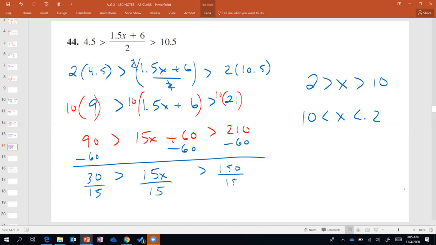So we have, oh, Isabel saying we got a little problem, don't we? Yeah. We're trying to find a number that's bigger than 10. That's what this means. A number that's bigger than 10. At the same time, that same number is less than 2. Is that?